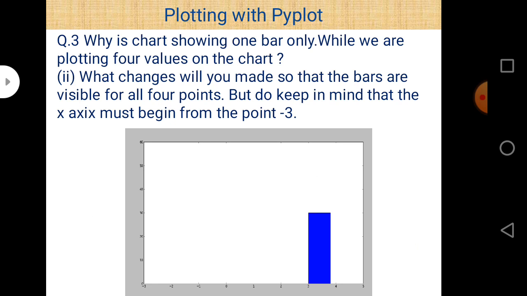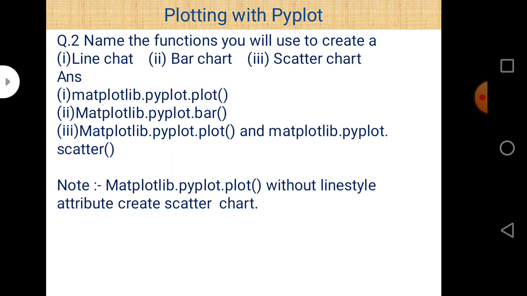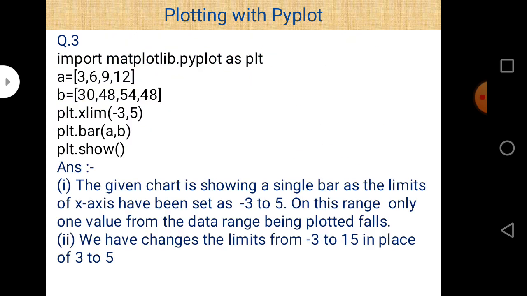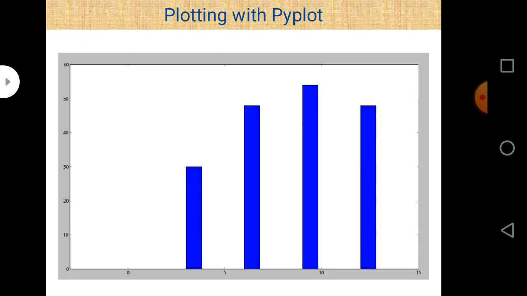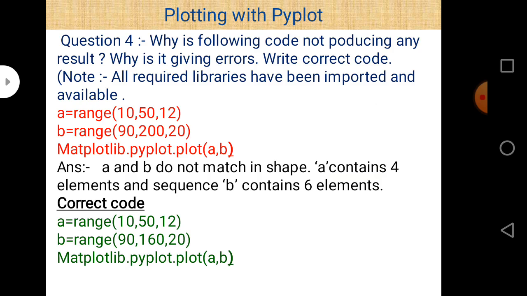So it will take all values, that means 3, 6, 9 and 12, and if we don't change the initial limit, that is -3, it doesn't affect the actual representation of the 4 bars. So we take here -3 to 15. So using this we can easily print this bar chart.